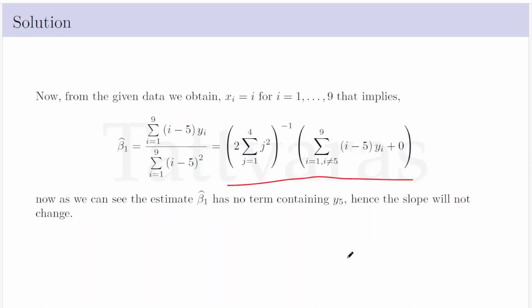As you can all note, this particular form has no term containing y5. Why is it so? Because the weights are i minus 5, and this i minus 5 becomes 0 when i equals 5. So there is no contribution, and that is the reason the beta 1 cap has no term including y5. So whatever the change is, or whether it is wrongly recorded, there is no contribution to the slope.